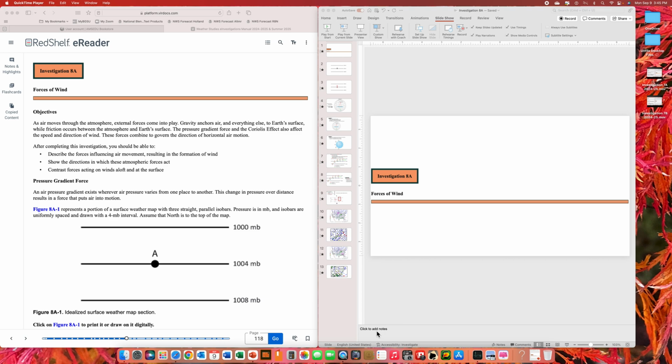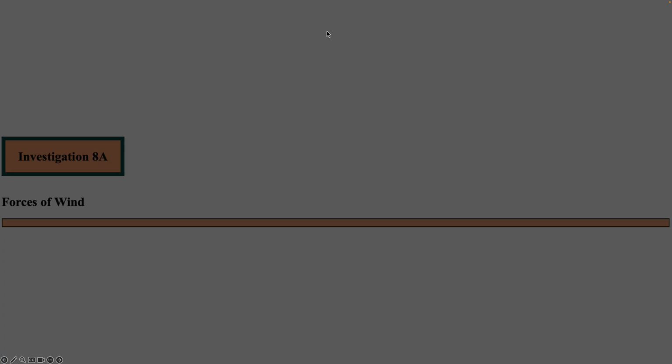We're going to be talking about the forces that act on the air that ultimately lead to the winds that we observe primarily at the surface, but I'm also going to mention upper air winds here just briefly as well, because the forces that we describe here today also apply for winds above our heads as well. So let's get started with the PowerPoint and start our slideshow.